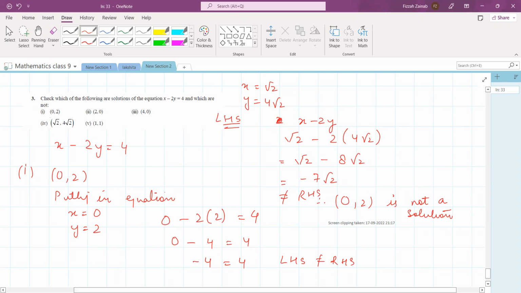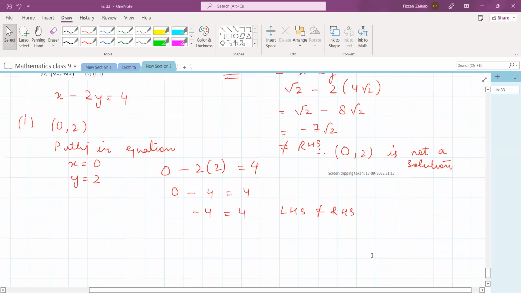Let's do that also. Find the value. Okay, let me copy the question. So other parts are your homework. You have to complete them.